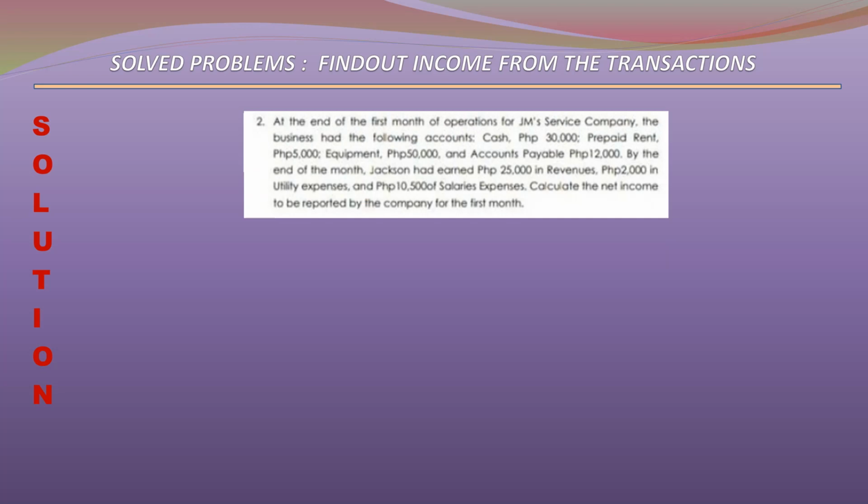2. At the end of the first month of operations of JM Service Company, the business had the following accounts: cash 30,000, prepaid rent 5,000, equipment 50,000, accounts payable 12,000. By the end of the month, Jackson had earned 25,000 in revenues, 2,000 in utility expenses and 10,500 of salaries. Calculate the net income to be reported by the company for the first month.